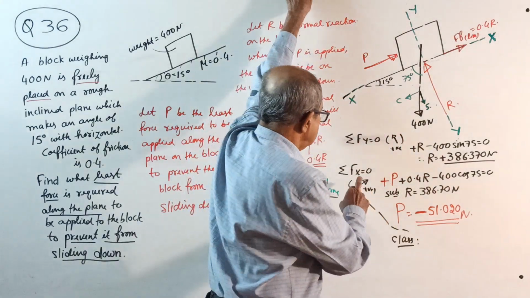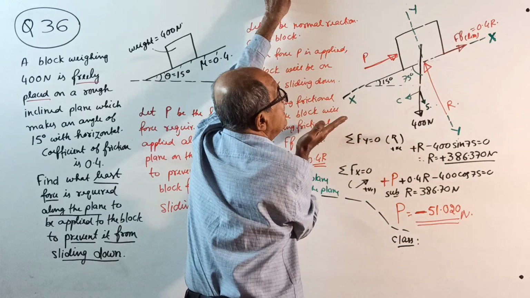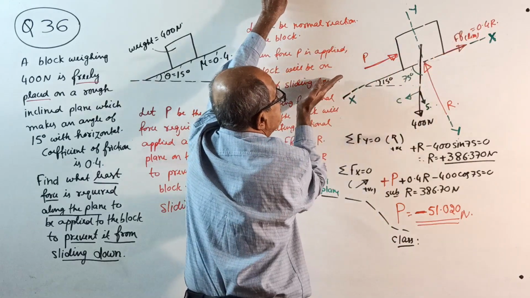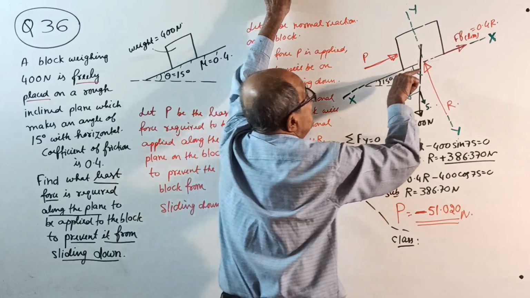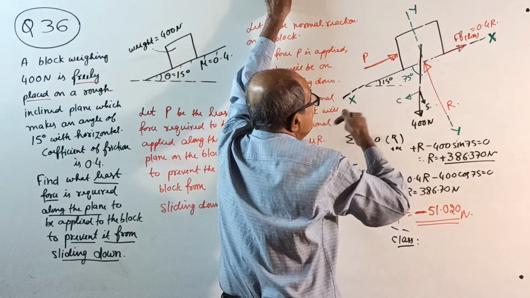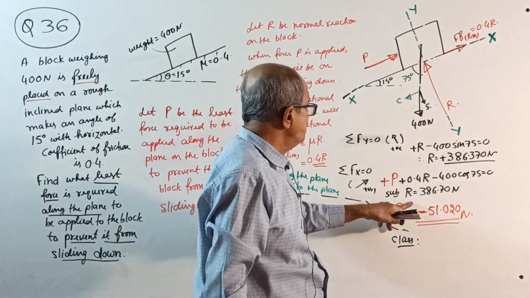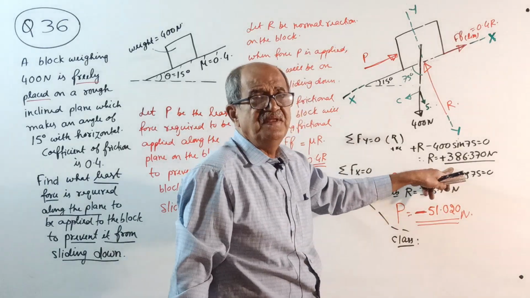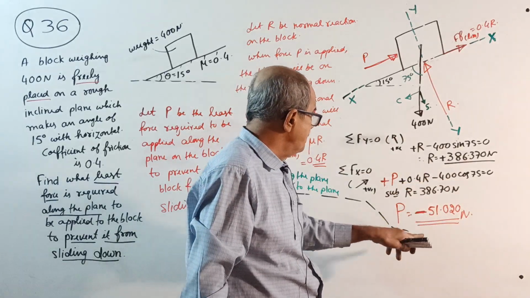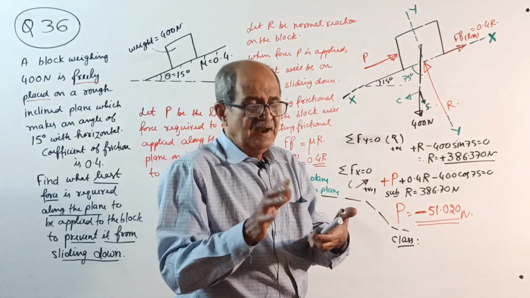Then sigma Fx equal to 0, take right side this way, right side means this way positive. Plus P plus 0.4 R minus 400 cos 75 equal to 0. Substitute R equal to 386.370, your P will come negative. Now I am writing the answer here.